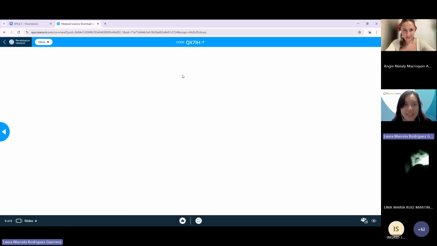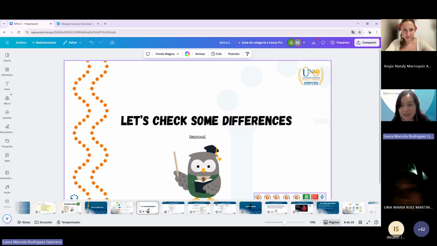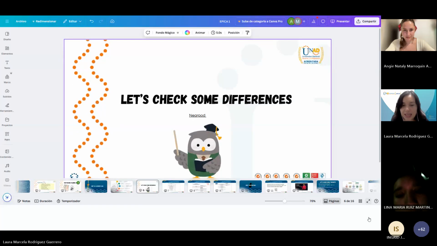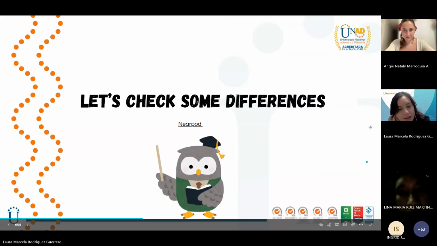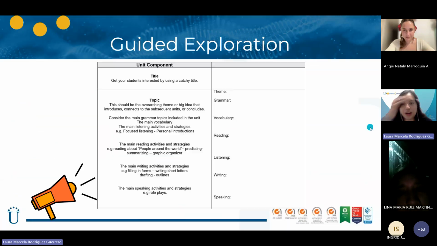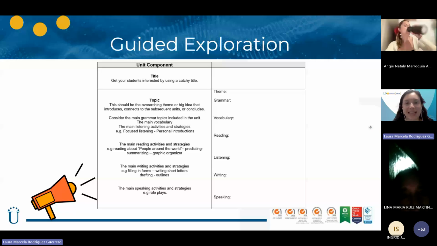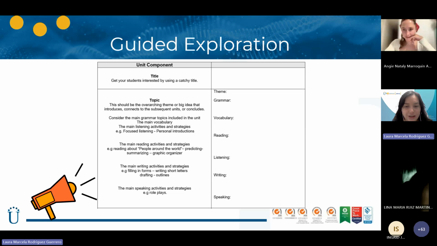Okay, we have finished this part of the activity. And we're going to start with a guided exploration of the annex that you have to fill in. So it's your opportunity to pay attention, to ask the questions that you have, and to share also your thoughts about it.